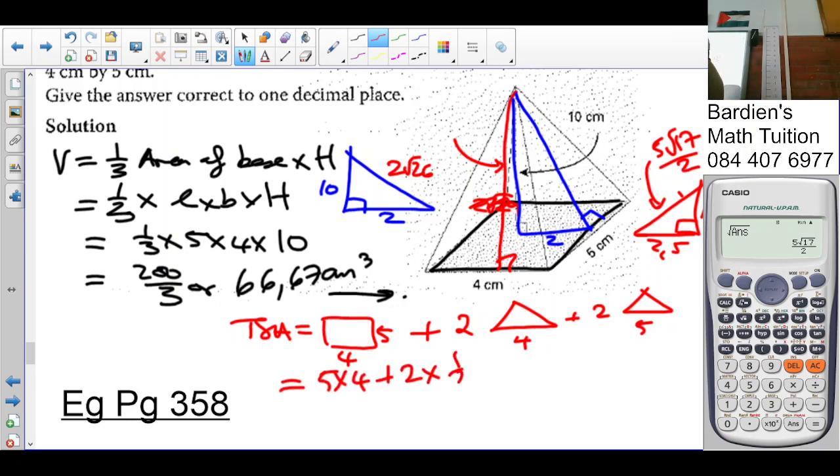Now, the area is going to be length times breadth, so it's 5 times 4, plus 2 times half, my base, the base is going to be 4, and the height on this piece is going to be 5 root 17 over 2, plus 2 times half my base here, which is 5, times the height. There's a slanted height here, which is 2 root 26. And then you can do that calculation.